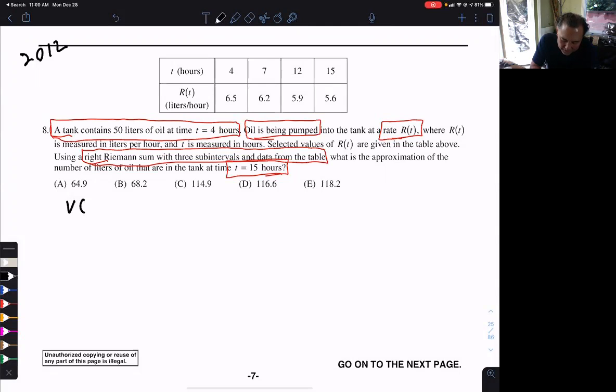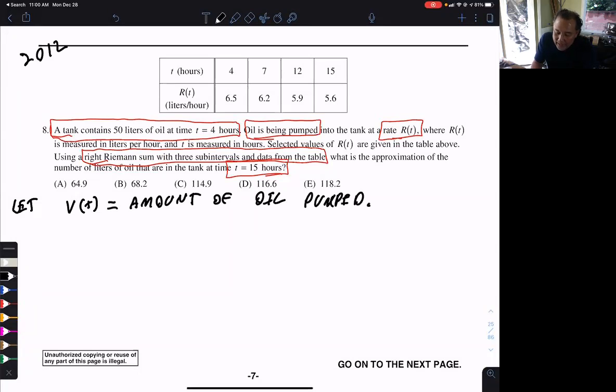So V of T, let me explain. Let V of T equal the amount of oil pumped. Now, this is the rate of oil being pumped, right? So that means V prime of T is R of T. Does that make sense?